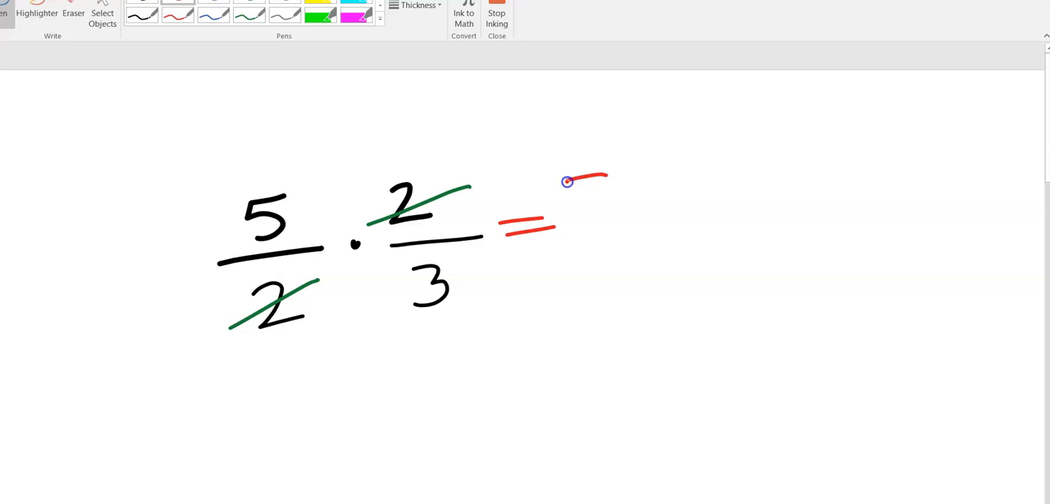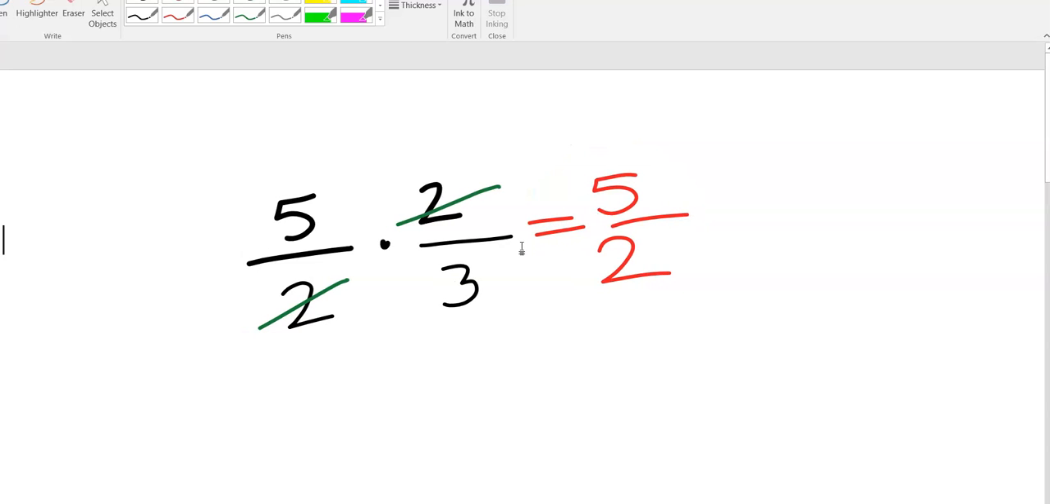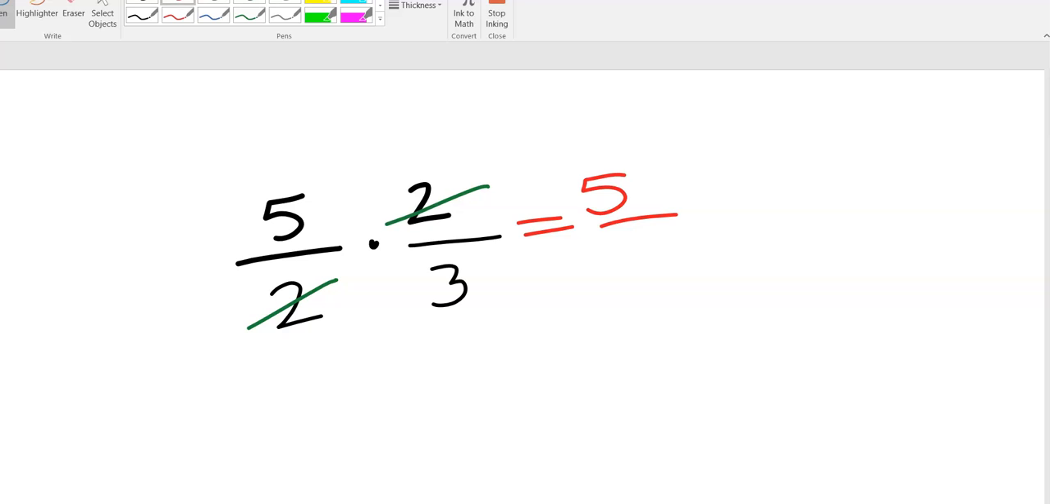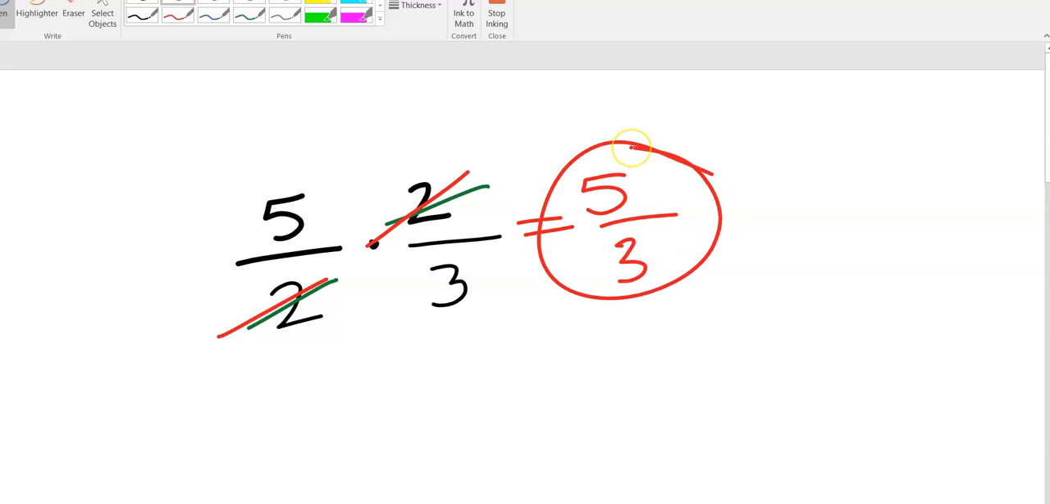So 5 times 1 gives me the 5, and then 2 times 3 gives me 2. I'm sorry, not 2. 1 times 3 gives me 3. So my numerator would be 5/3, because these 2's canceled out. And all I had left over was the 5 in the top, the 3 in the bottom. And that's how, when we multiply fractions, we're going to be going back to that basic skill. It's just going to be a little more in depth because we're dealing with polynomials.